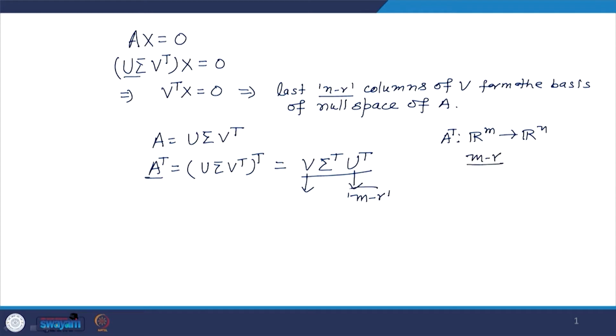So, that is why I am taking these m minus r columns, and these columns are orthogonal, in fact orthonormal, because the matrices U and V are orthogonal matrices. So, they are obviously linearly independent. Okay. So, the last m minus r columns of U will form the basis of the null space of A transpose, and the range space of A transpose is given by the first r columns of V.